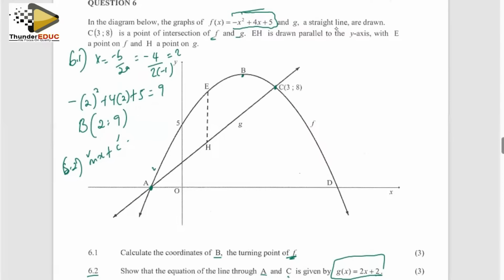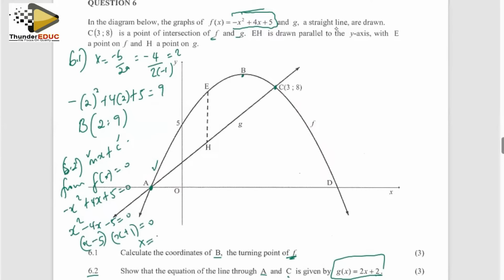Let's use the graph of f to find coordinates of A. From f of x, I'm going to equate it to 0. So it's going to be -x squared plus 4x plus 5 is equal to 0. Divide through by negative: x squared minus 4x minus 5 is 0. Let me factorize this. That is x and x. You can use 5 and 1. This can be negative, this can be positive. So solving this, x is a 5 or x is a -1. So A is on the negative side of the graph, which means the coordinates of A are -1 and 0.